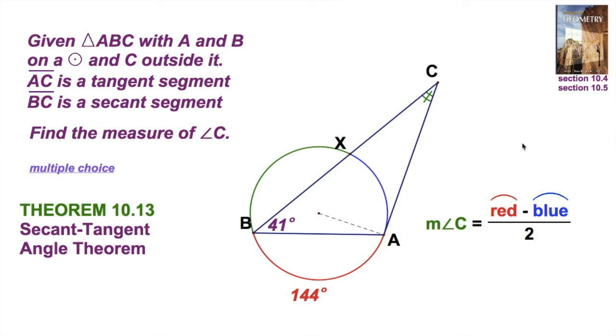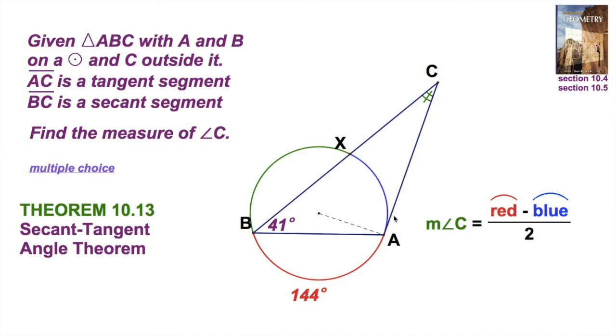In this example, we've got a tangent and a secant that meet outside the circle at Charlie. And we've got two intercepted arcs, the far one and the near one. As we said in an earlier film, red minus blue, divide by 2. Just love that. And that's all you need, except you need to know what is blue.